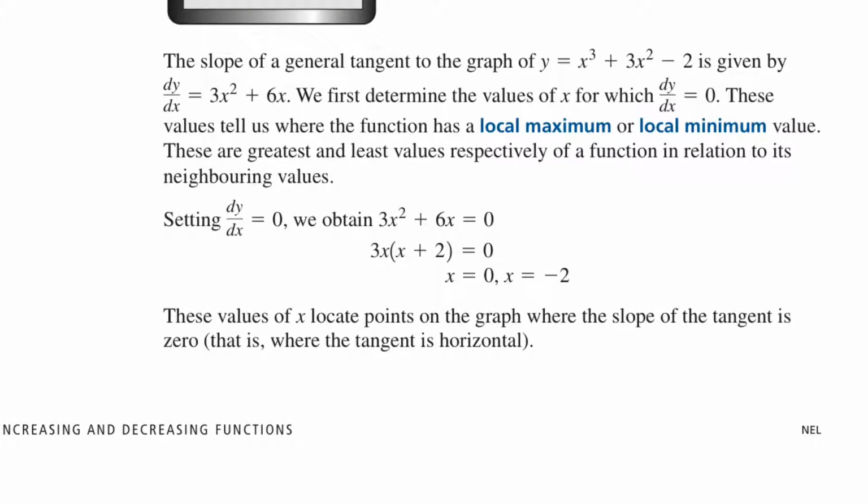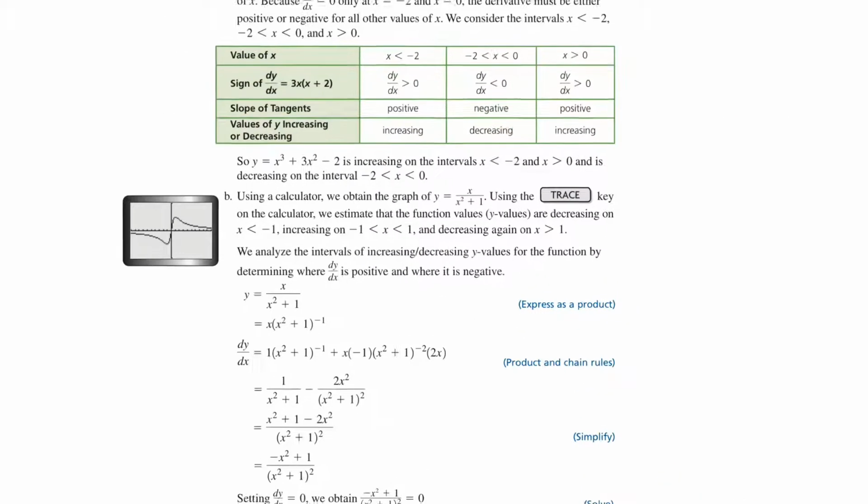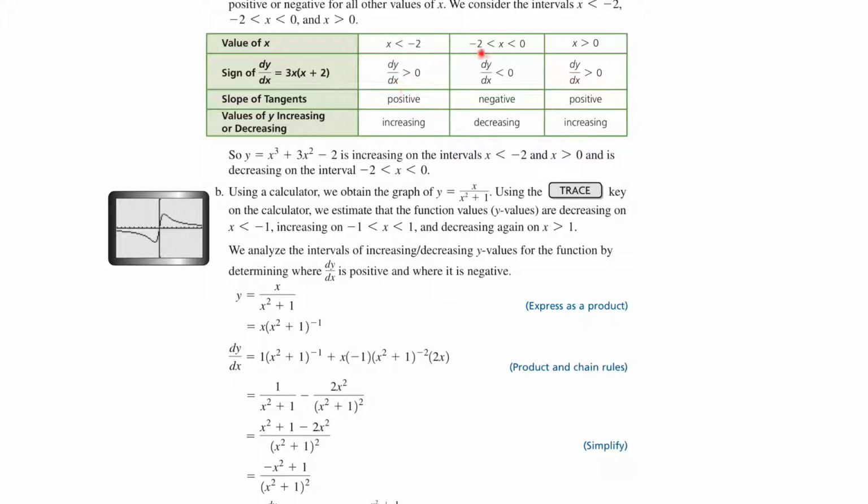If we draw this sign chart for the derivative of the function, we see for x less than negative 2, derivative is positive. For x between negative 2 and 0, derivative is negative. And for x greater than 0, derivative is positive. When derivative is positive, the slope of the tangent line is positive. And when the derivative is negative, the slope of the tangent line is negative.